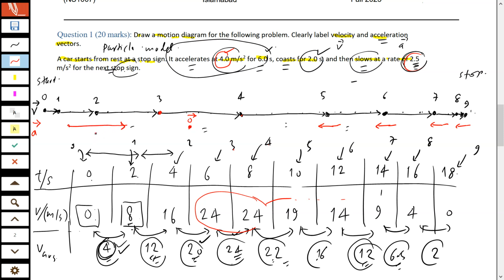Remember the length of this arrow and the length of these arrows, they must respect these values, because 4.0 and 2.5, if you compare the two, it is nearly double of that. So this arrow should be double in size of that arrow approximately. I think that was all for question number one, and we'll now move on to question number two.